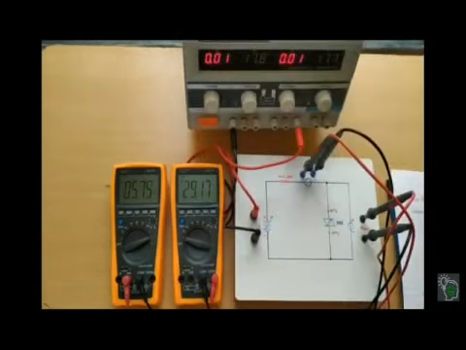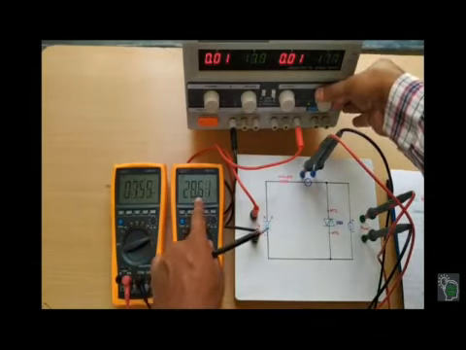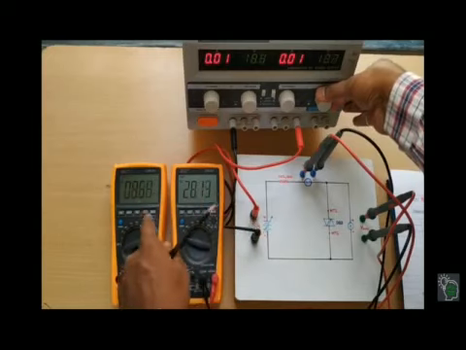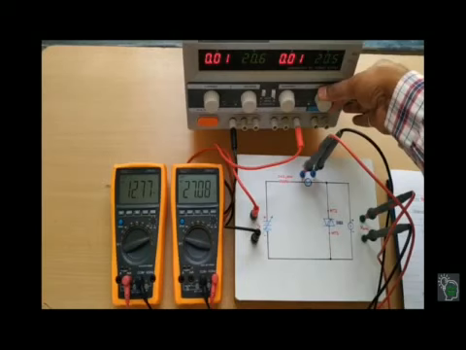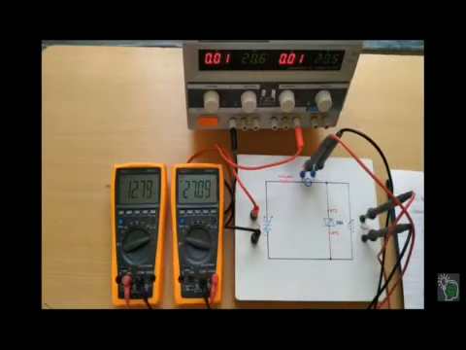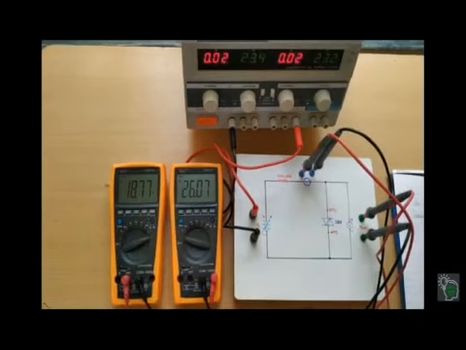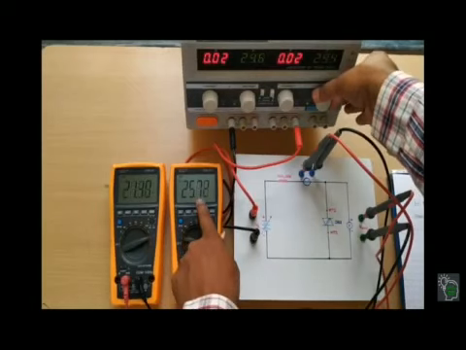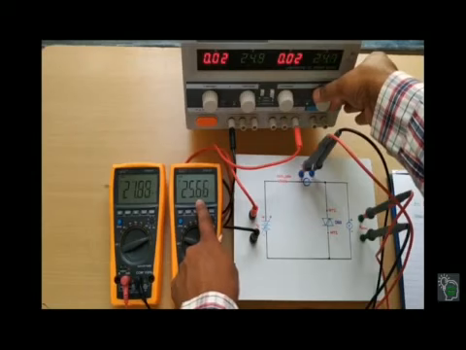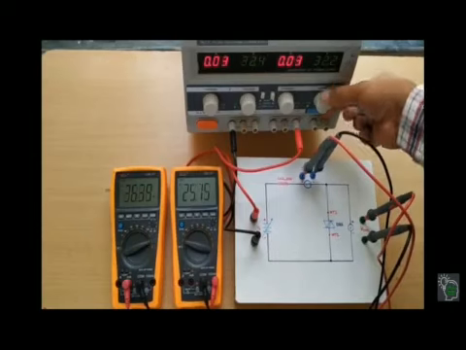Here we are taking 2-3 readings. Now our voltage is decreasing and the current is increasing. We are taking 27 volt. At the point of 26 volt, the current is 18 milliampere. Then at 25 volt, the current increases rapidly. At 24 volt, the current increases to 36.